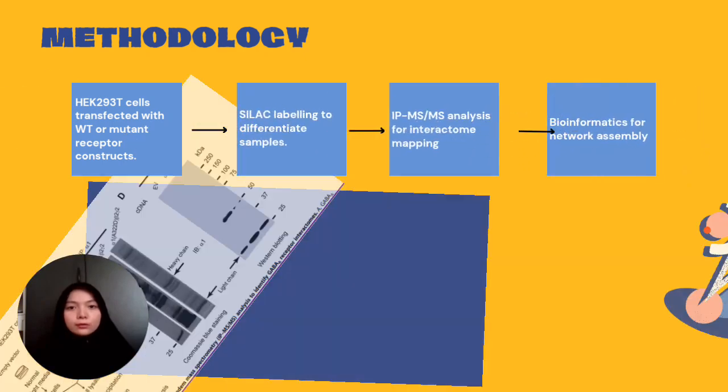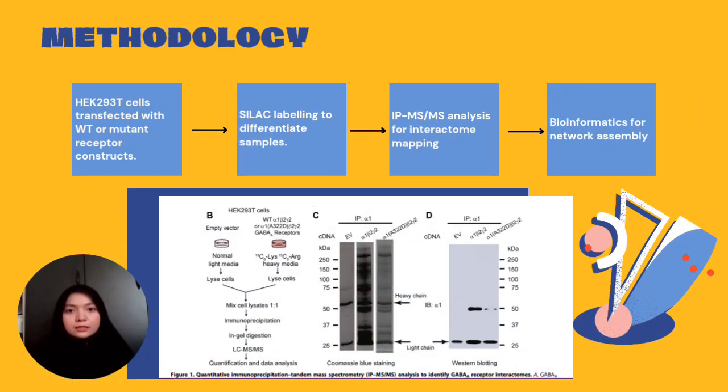Hi everyone, now I will be presenting findings from research on the proteostasis network of gamma-aminobutyric acid type A alpha 1 receptors, focusing on both wild type and mutant forms. Let's walk through the methodology and results using the figure on the slide.